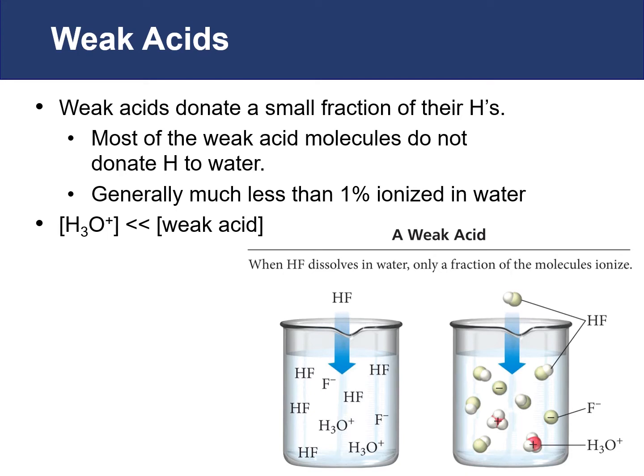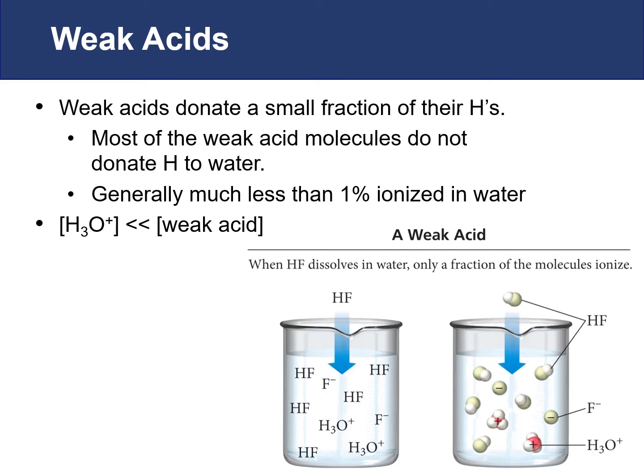So weak acids donate only a small fraction of their acidic protons. Most of the weak acid molecule doesn't donate that acidic proton to water. It stays in the acid form. In the case of HF, the vast majority of it will be HF. Very little of it will form the conjugate base by donating the acidic proton. So most of it will be HF. Very little of it will be in the F minus form.